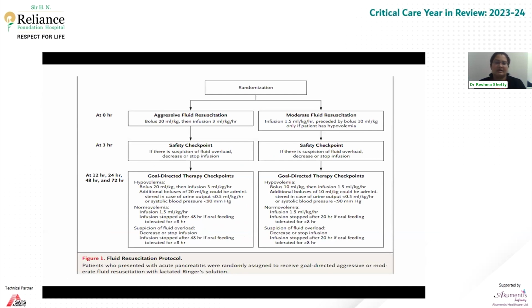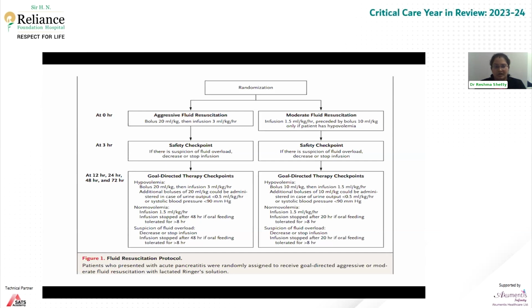So aggressive fluid resuscitation received a bolus of around 20 ml per kg to start with, and then an infusion of around 3 ml per kg per hour. And the checkpoints were at the end of 3 hours, and later at 12 hours, 24 hours, 48 hours, and 72 hours. So the checkpoint or the safety point was fluid overload.